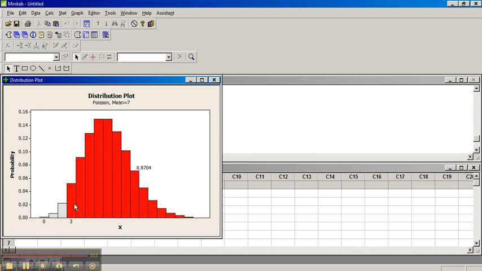So if I just click here and put my cursor over this, it gives me the exact value for x equals 3. It's 0.0521. And I think we're going to be moving on to the next part of this presentation.